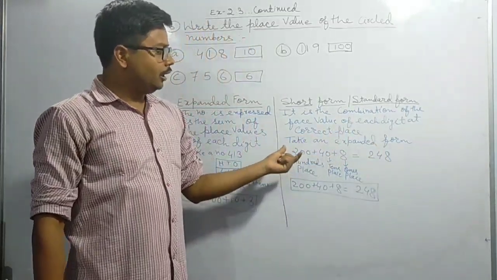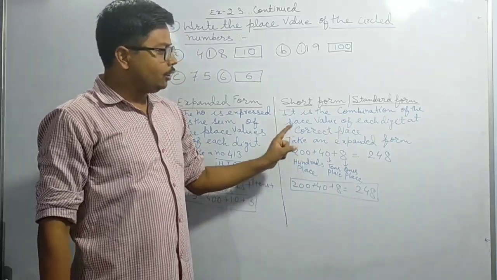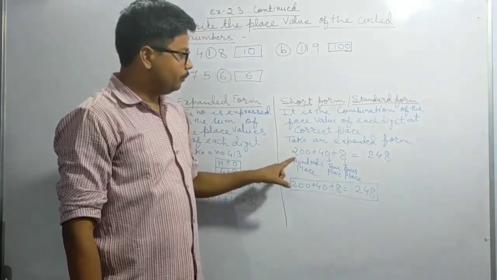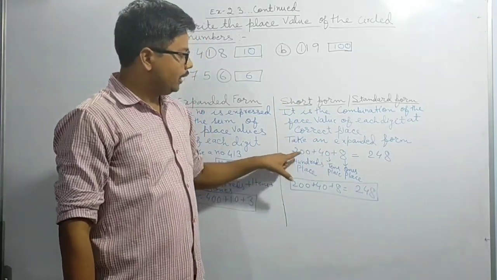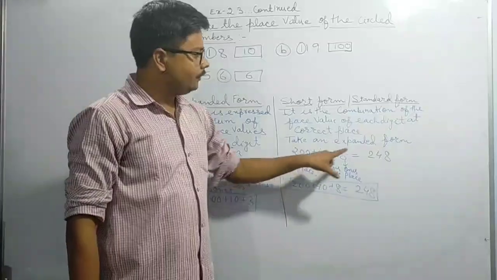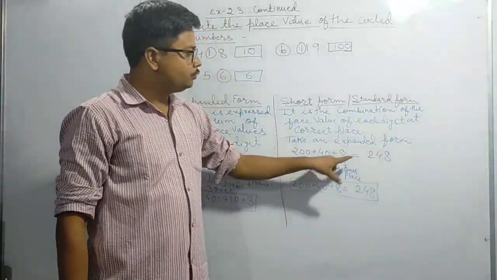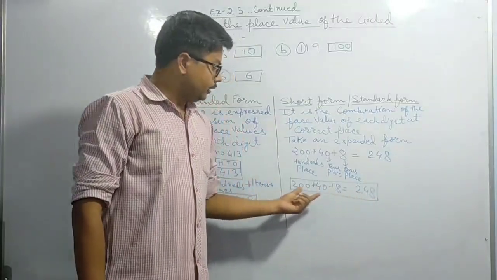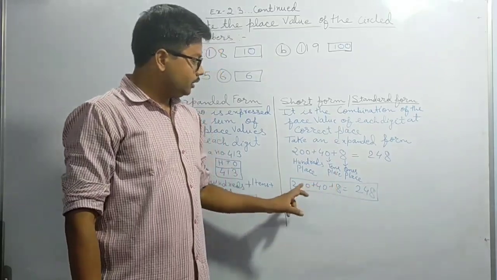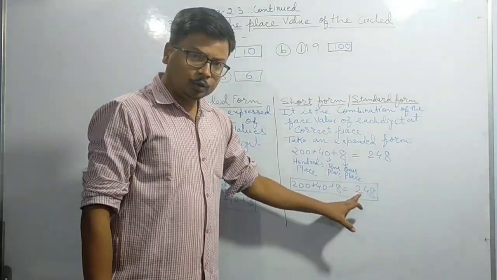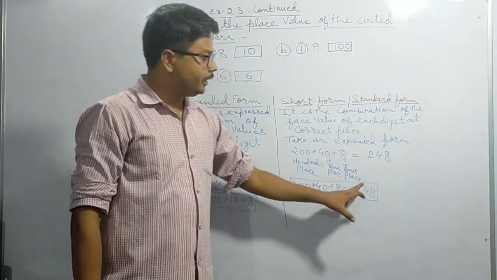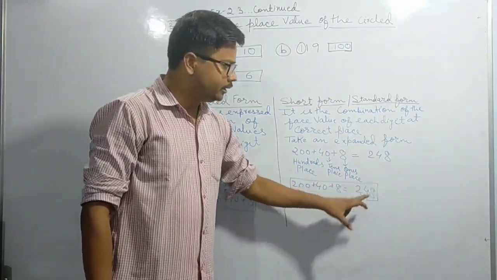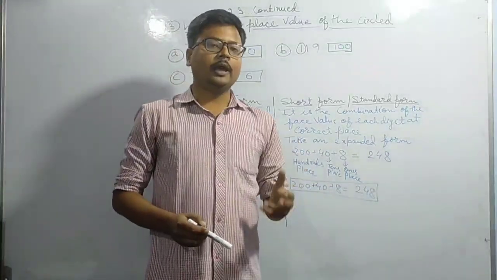So in this question, what is done? We have taken only the digits from the given expanded form. From this 200 we are taking 2, for 40 we are taking 4, and for 8 ones we are taking 8. See, in this way you can complete this answer. 200 plus 40 plus 8. From 200 we are taking only 2. From 40 we are taking 4, and from 8, as it is in ones place, we are taking only 8. Now let us solve question number 4 and 5.